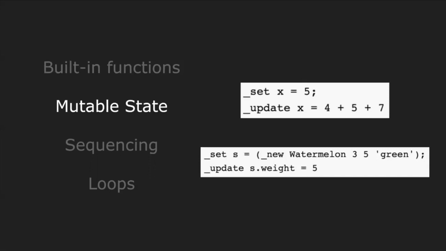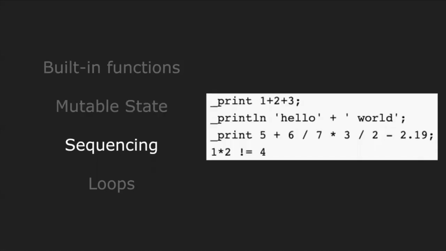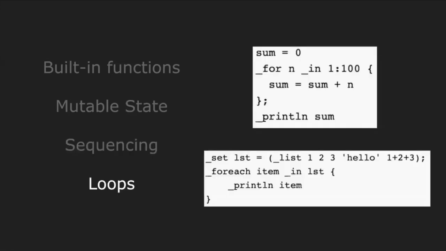And now that we have things with side effects, it's time to implement the notion of sequencing and loops. The sequencing uses semicolons to separate expressions, and the input is treated as a list of expressions, each of which gets evaluated in order. There's the for loop, which loops over all the integers between the starting number and the ending number. There's the for each loop, which loops over a list.